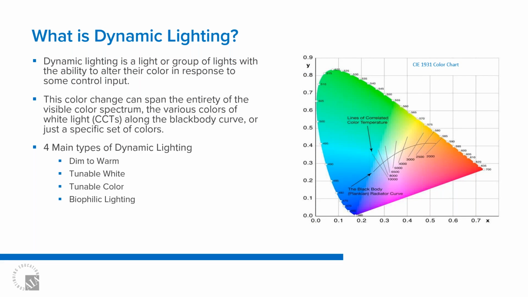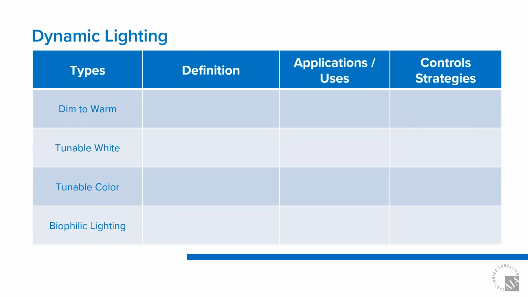What is dynamic lighting? Simply put, dynamic lighting is a light or group of lights with the ability to alter their color in response to some control input. This color change can span the entirety of the visible spectrum, the various colors of white light, color temperature specifically, along a black body curve, or just a specific set of colors. There are 4 types of dynamic lighting, and we're going to talk about each of those 4 types: dim to warm, tunable white, tunable color, and biophilic lighting. In today's presentation, we're going to be building an understanding of these 4 dynamic lighting types.